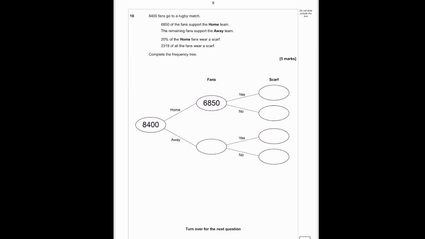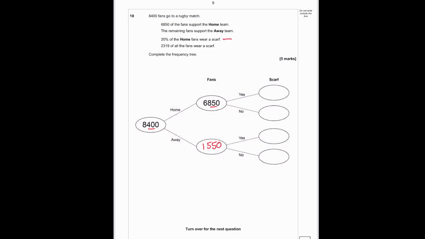Question 10. 8,400 fans go to a rugby match. So we start with 8,400. 6,850 of those are the home team, the rest are the remaining. So 8,400, take away 6,850, leaves me 1,550. Now 20% of the home fans wear a scarf.